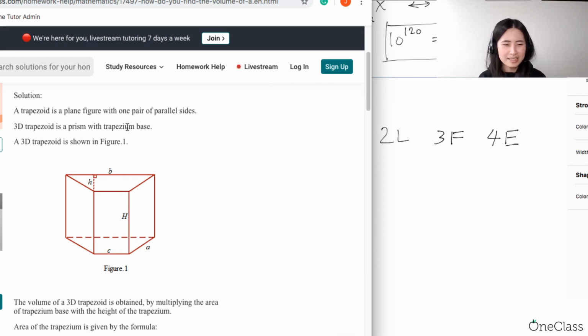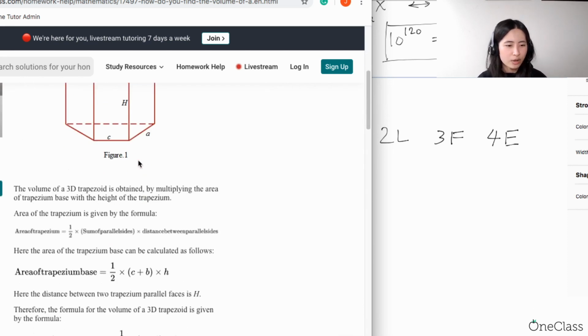trapezium base. And let's see, the volume of a 3D trapezoid is obtained by multiplying the area of a trapezium base with the height of the trapezium. Multiplying the area with the height. That's true. And the reason for that is because anytime you're dealing with volume, you would have to take the area of your base, right?